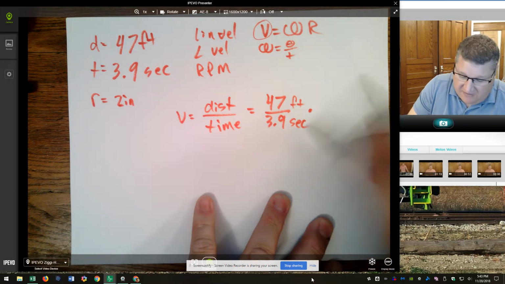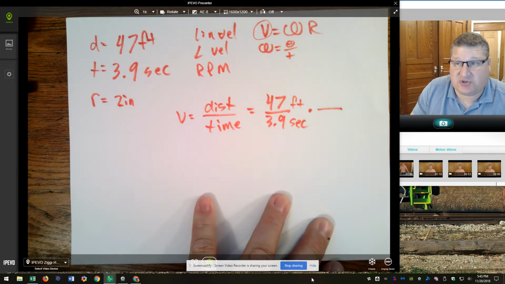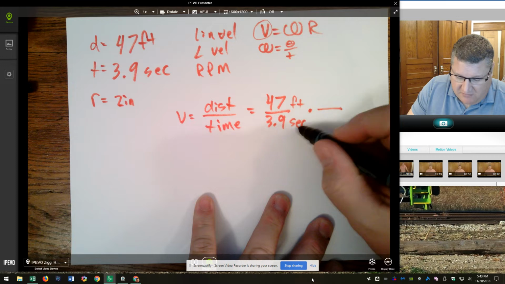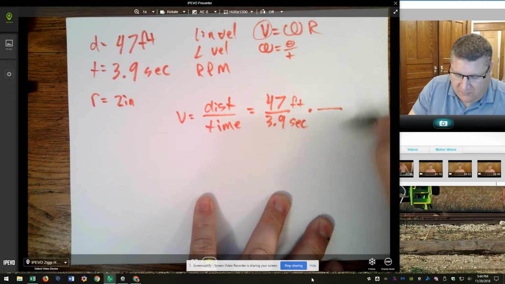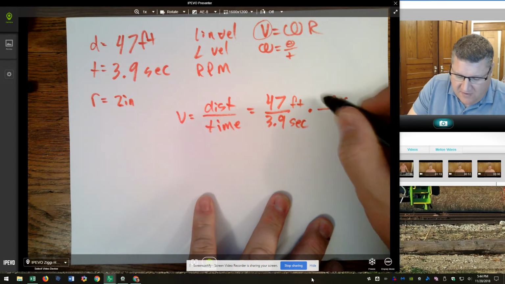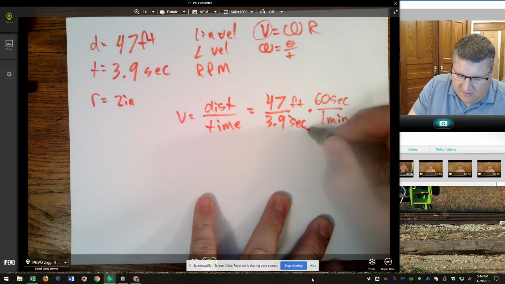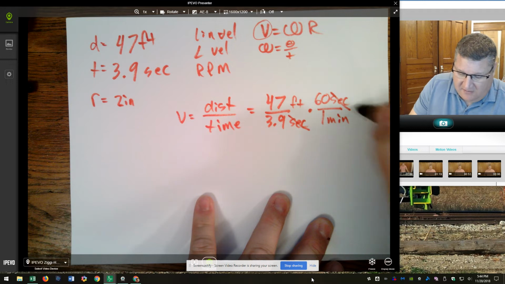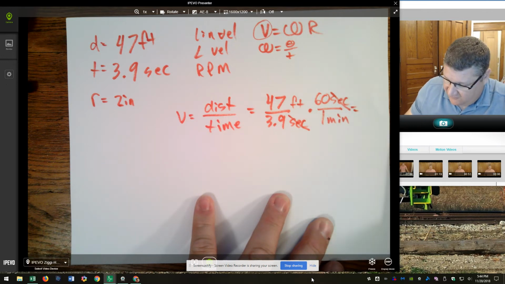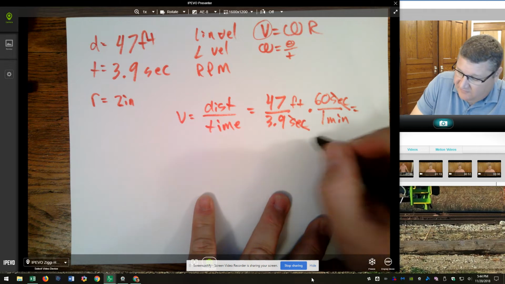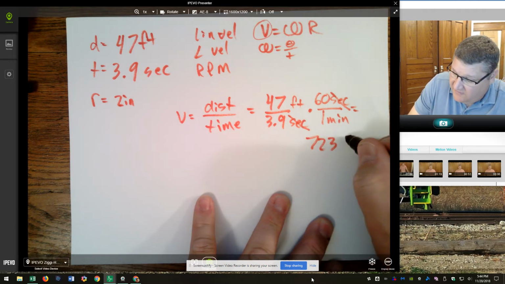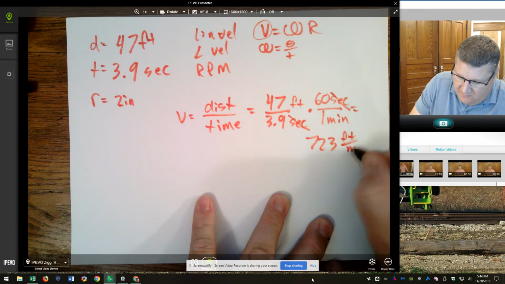How do I get rid of seconds? Well, I'm going to multiply by some conversion unit. I want seconds to be gone at some point, so I need seconds up here. That's going to be 60 seconds equals 1 minute. So here, those go away. The answer becomes 47 times 60 divided by 3.9, and by putting those together, I come up with 723 feet per minute.